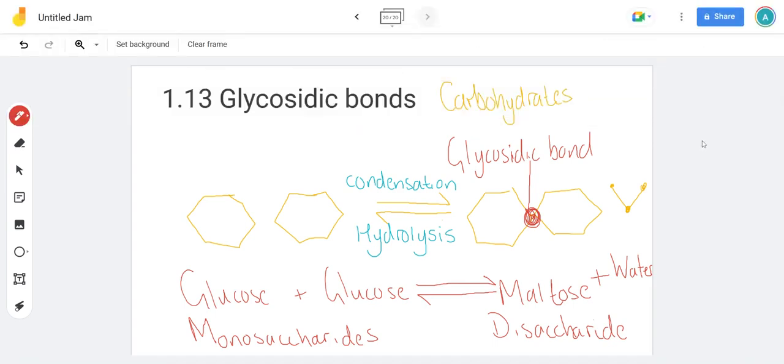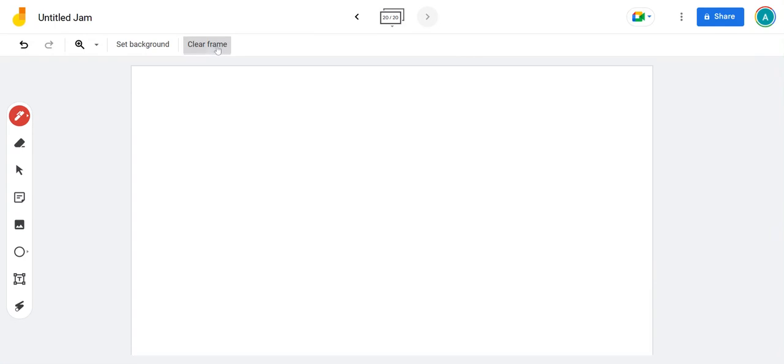Oh, I don't think it'll be add anymore. So what I'll do is I'll clear that. Just draw it. So first of all, we're going to have two glucose molecules. So oxygen, then we've got our six-sided shape. Carbons on the other corners. Carbons need four bonds.